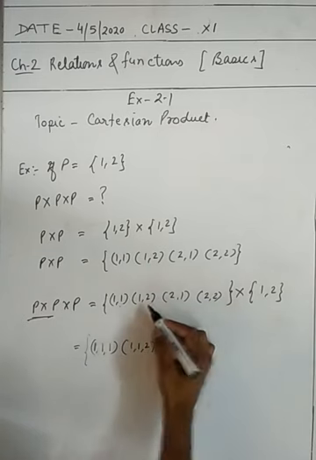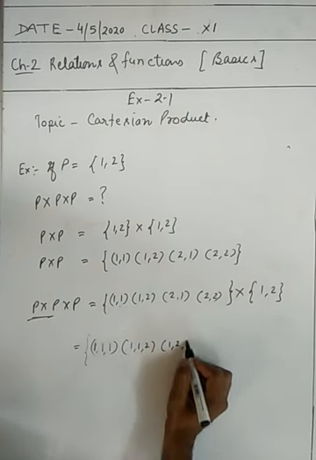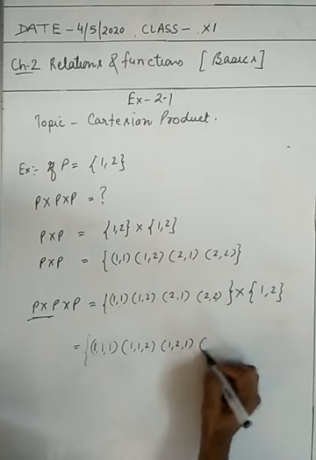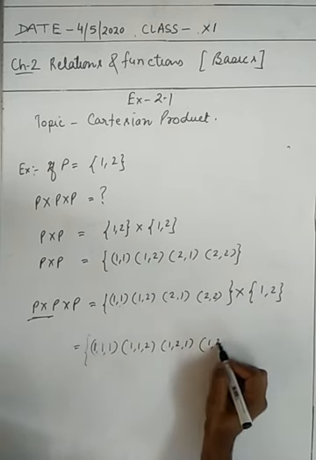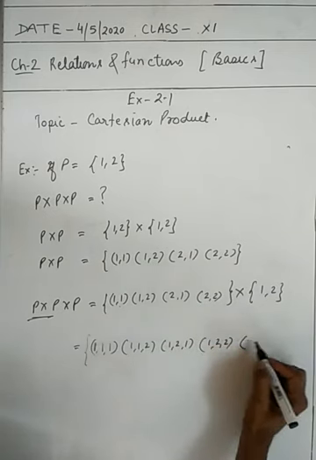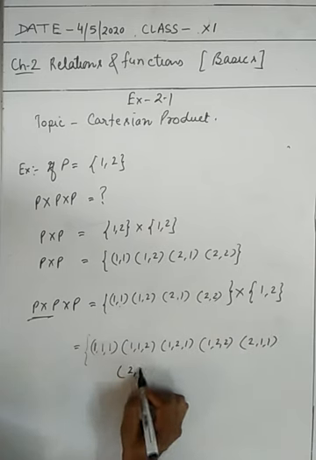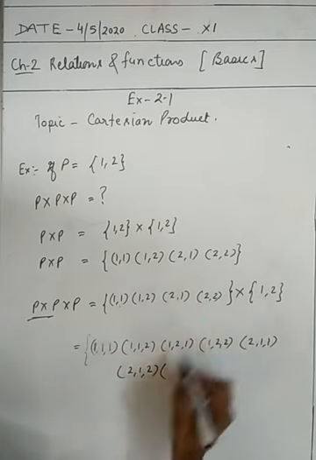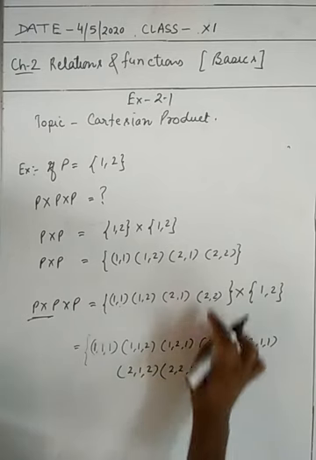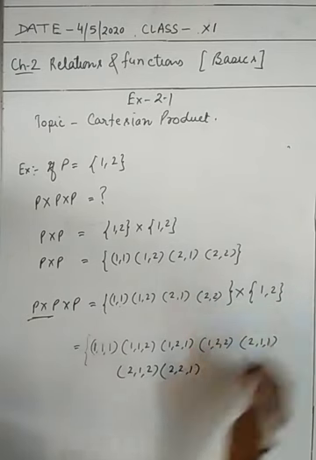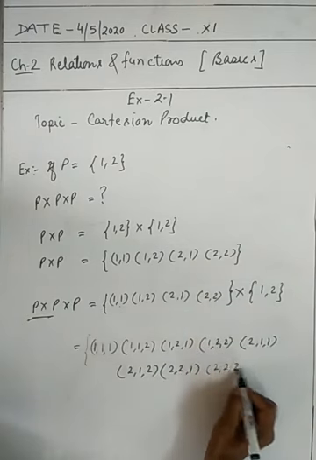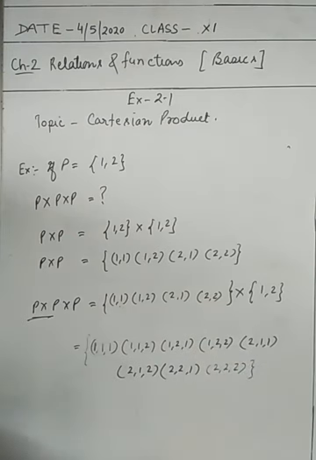The first one is complete. Now for the second one: (1, 2, 1), (1, 2, 2). Similarly (2, 1, 1) and (2, 1, 2). Last (2, 2, 1) and (2, 2, 2). So these are all ordered triplets. So it's a very important question.